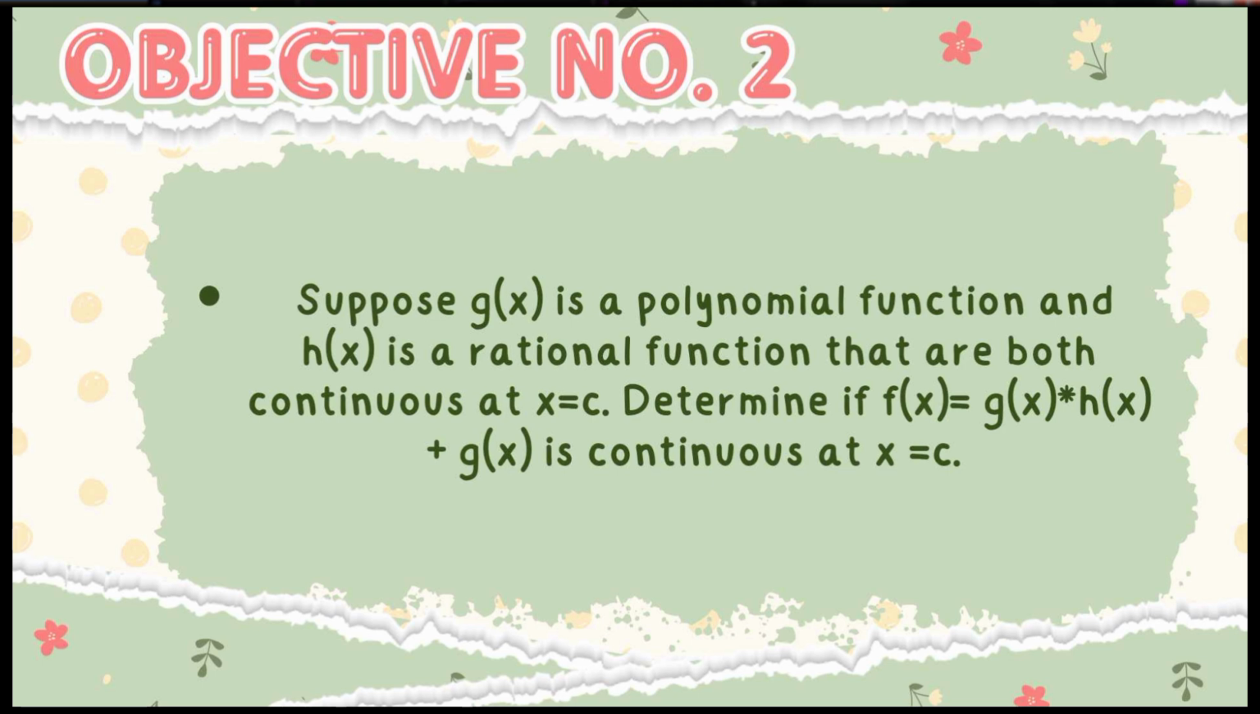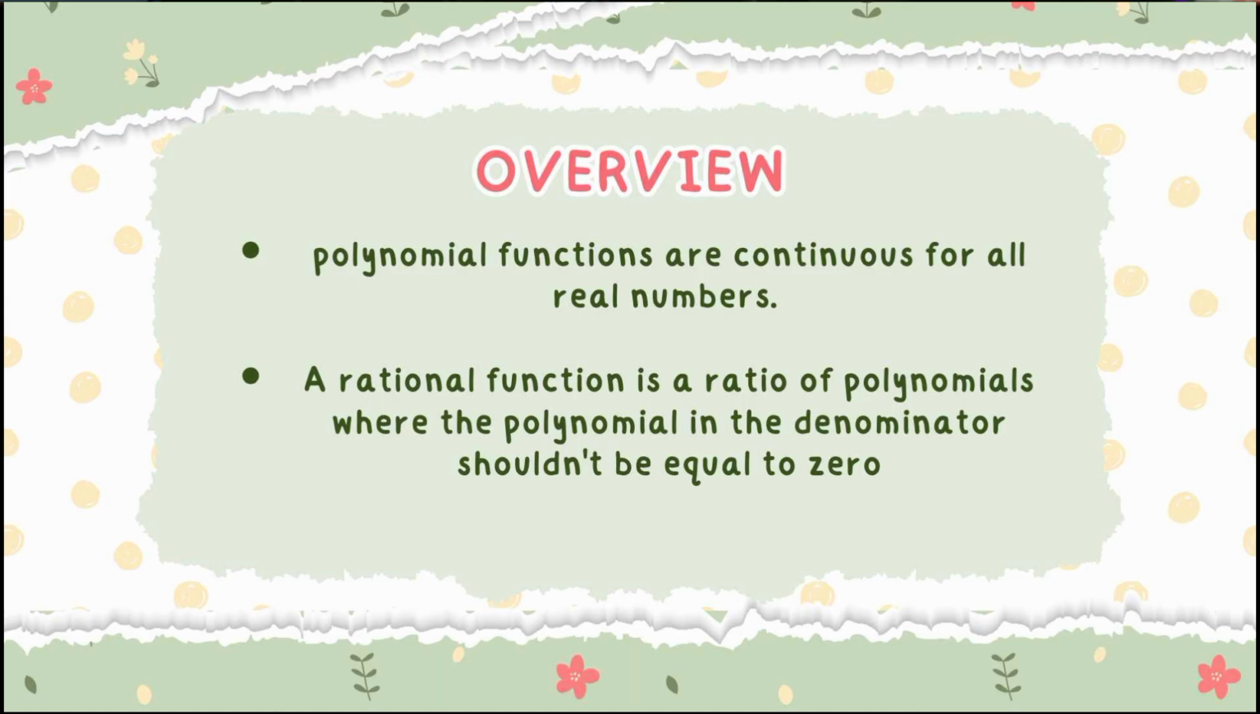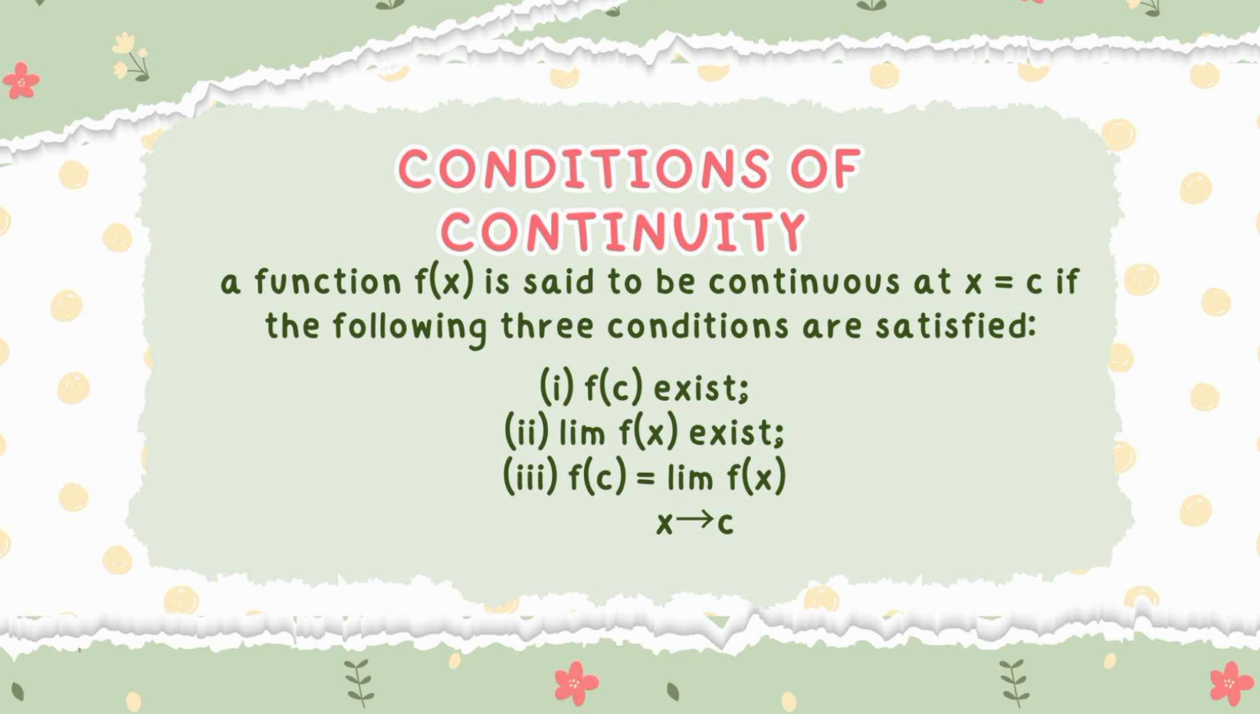Suppose g of x is a polynomial function and h of x is a rational function that are both continuous at x equals c. Determine if f of x equals g of x times h of x plus g of x is continuous at x equals c. Let us have a quick overview. We all know that polynomial functions are continuous for all real numbers, while a rational function is a ratio of polynomials where the polynomial in the denominator shouldn't be equal to 0.